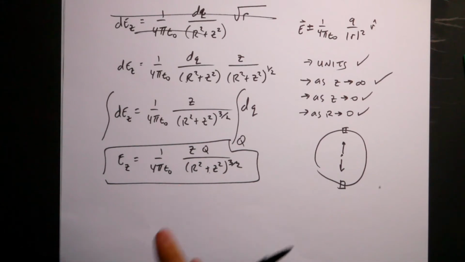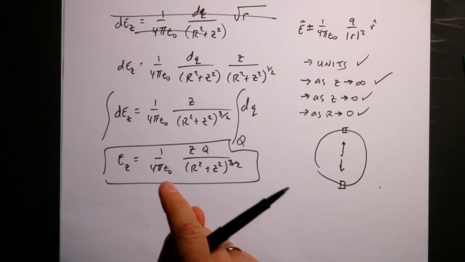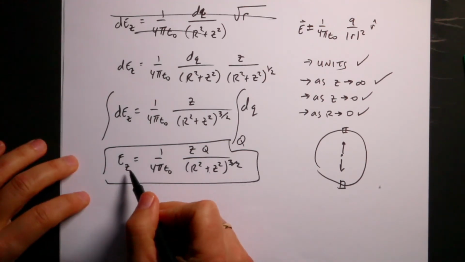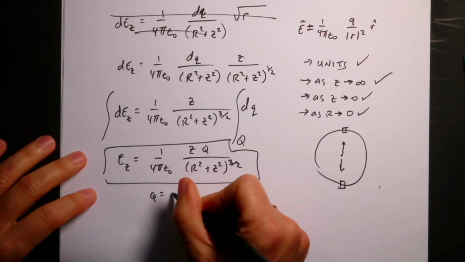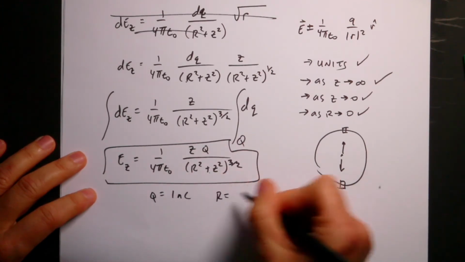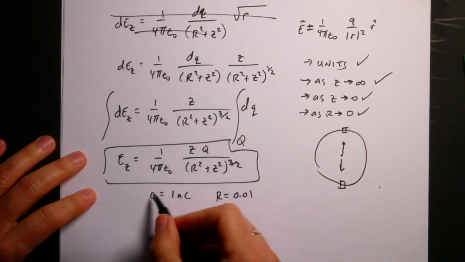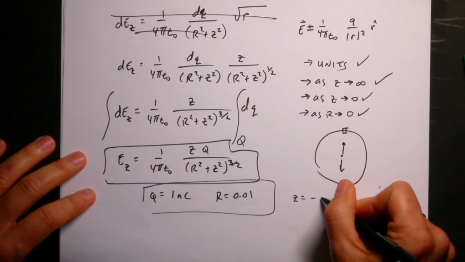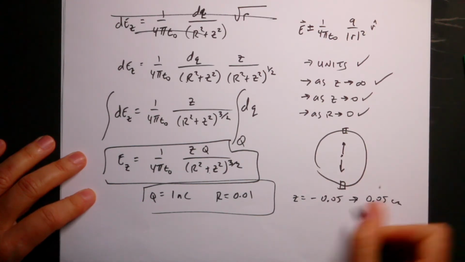The one thing that we could do is to plot this. That might be kind of fun. Let's see, how long is this? 12 minutes? I'm going to do it anyway. Okay, let's just plot the electric field as a function of z for some values. I'm going to pick a charge of 1 nanocoulomb with a ring size of r equals, I'm going to say a centimeter, 0.01. So that's all I need. And then I can plot this from z equals negative 0.05 to positive 0.05. I'm sorry, that's meters.